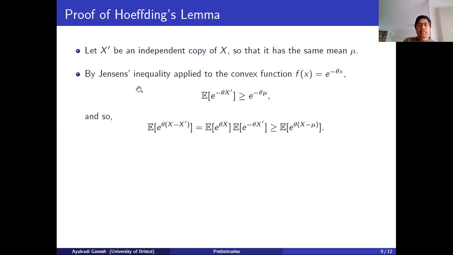Now, if we apply Jensen's inequality to this convex function, so firstly you can check that e to the minus theta x is a convex function, either by using the definition or by differentiating f twice. You can look at that in the notes. So by applying Jensen's inequality to this convex function, we see that the expectation of e to the minus theta x prime is at least as big as e to the minus theta times the expectation of x prime, which is mu. So we get this inequality here.